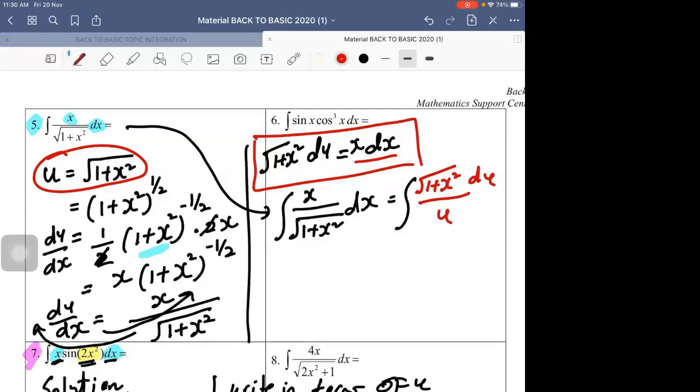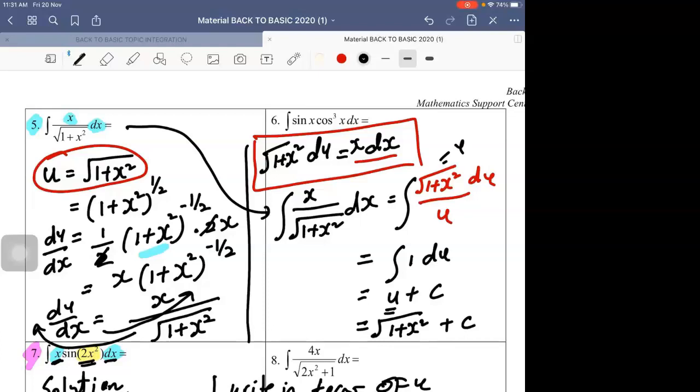Alright. So you can just simplify this. So this is also your u. Okay. So it's just actually 1 du. So if you integrate this, you get u plus c. And then you must substitute back your u in order to get the correct answer. Square root of 1 plus x squared plus c.